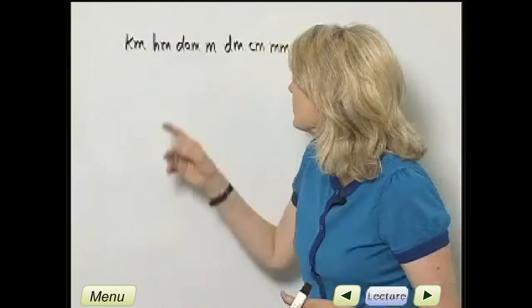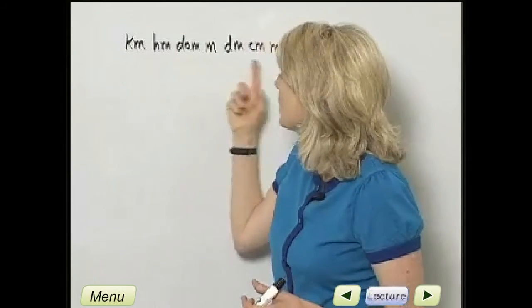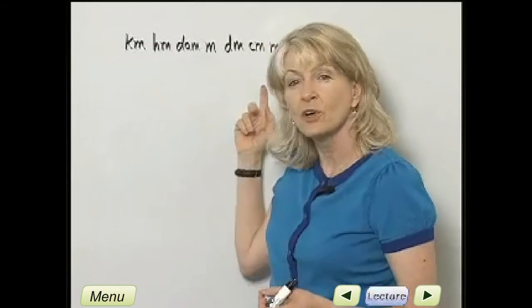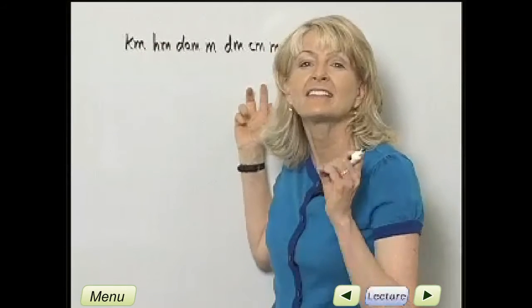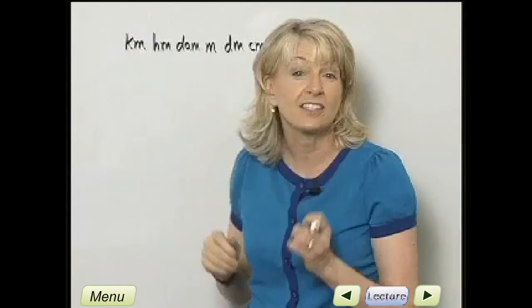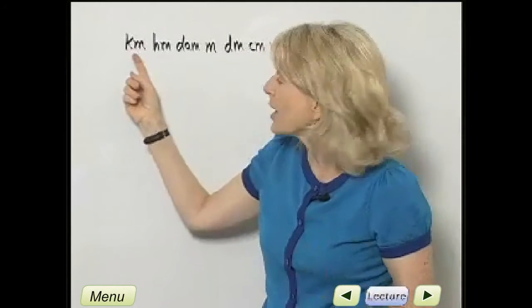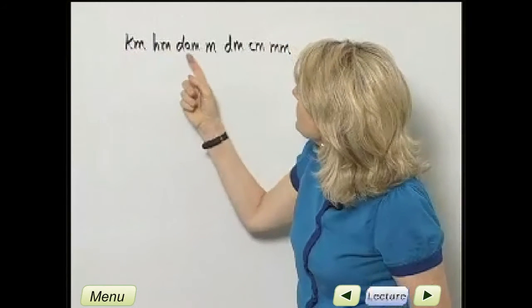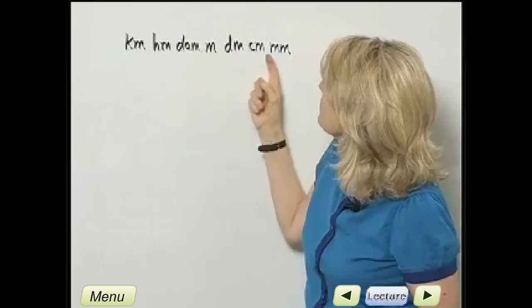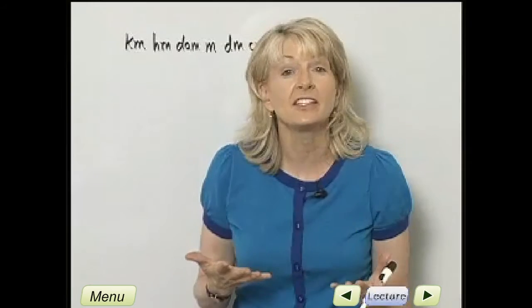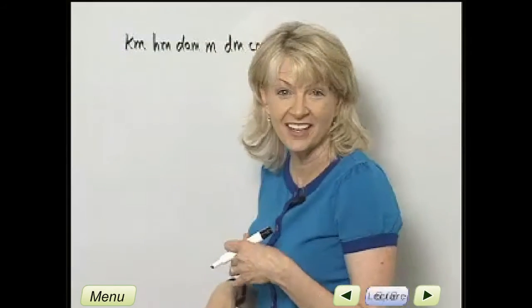I would suggest, until you have these things better memorized or a better understanding of them, you might want to set up a chart such as this one. It's the same order as the chart we looked at a moment ago. This is kilometers, hectometers, decameters, meters, decimeters, centimeters, millimeters. And this helps when converting. Basically, to convert, we just move the decimal point because it is base 10.